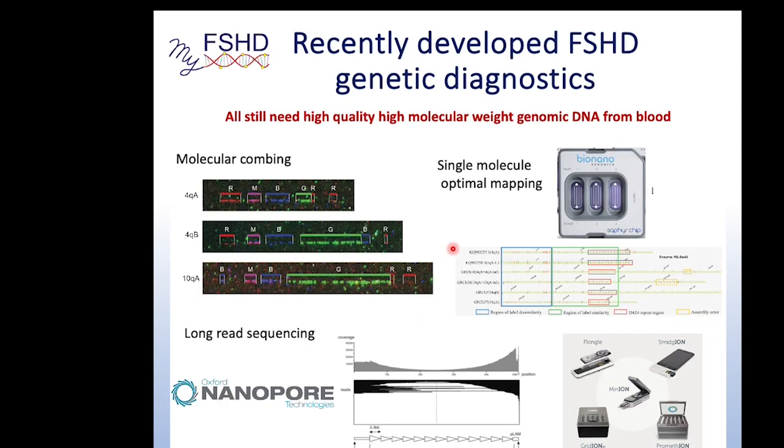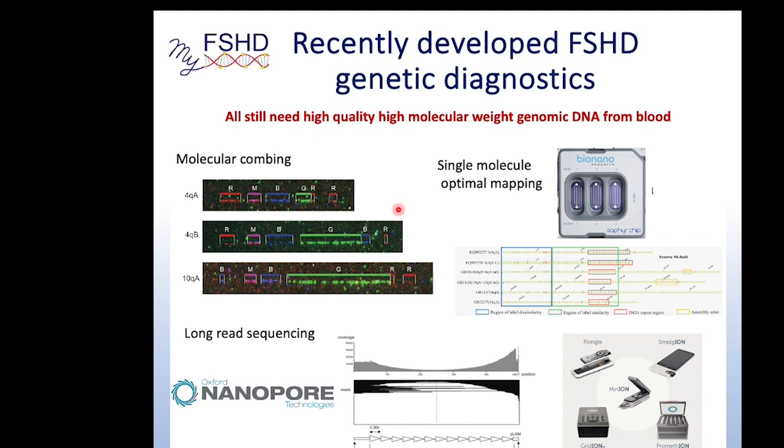All right, now there's newer techniques that are out there. They have the same sort of needs, meaning you need high quality, high molecular weight genomic DNA, because these new techniques are going to do the same thing as a Southern blot. It's kind of like automated though. They're going to measure the size of the D4Z4, and they're going to detect whether you're a 4B or a 4A. They're going to use fluorescence.